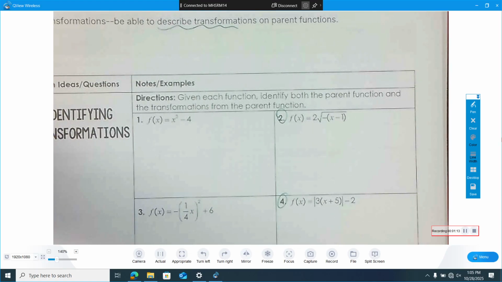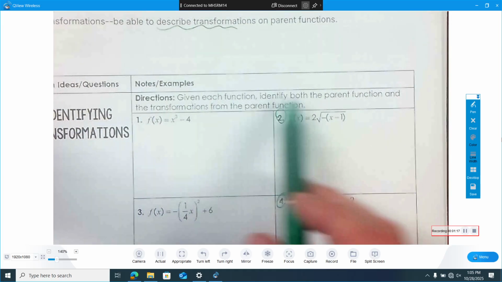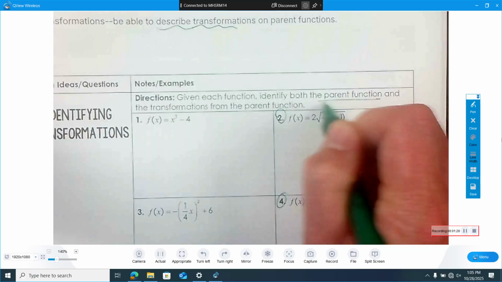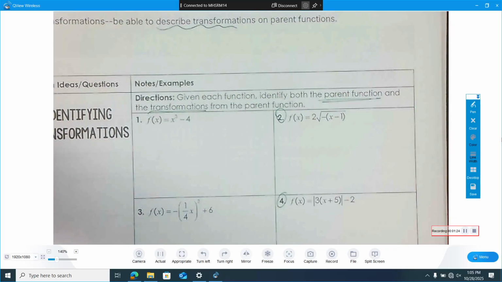All right, so right off the bat, we're going to, given each function, identify the parent function and the transformation. And it's very important that we write those transformations in the proper order, okay, so that they actually occur correctly.